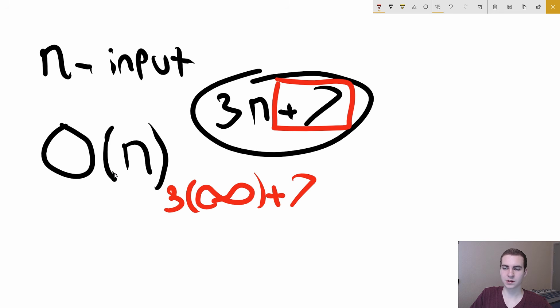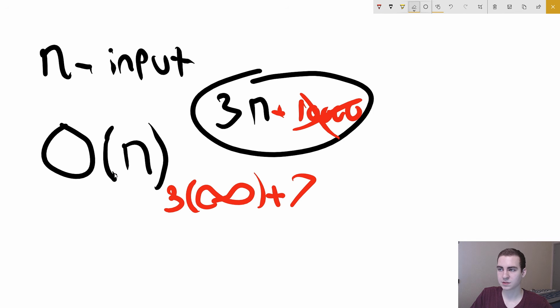Now let's think about this. If n is infinity, because that's what we care about, massive inputs, does adding 7 to infinity really change how long this is going to take? Imagine 10 billion, add 7 to it. It's still pretty close to 10 billion. That 7 didn't really make a massive difference. So we can omit this 7. We can delete it. And why can we delete it? Because it's a constant. Even if the constant was something like 10,000, we can get rid of it. The reason we can do that is because we only care about the input size at massive numbers. So we can get rid of those constants.